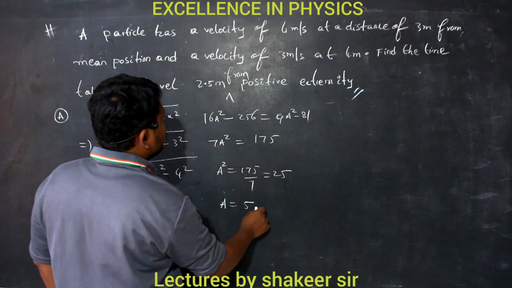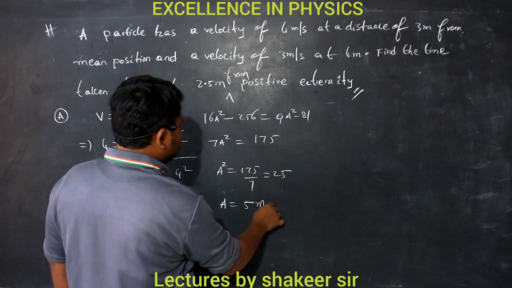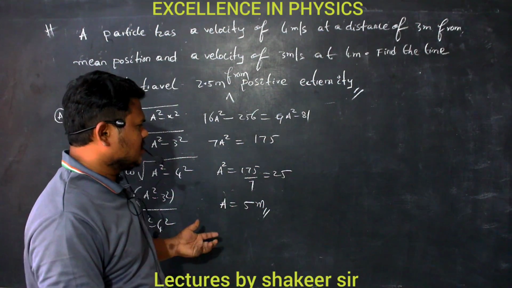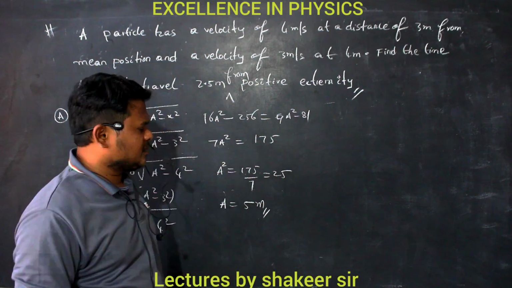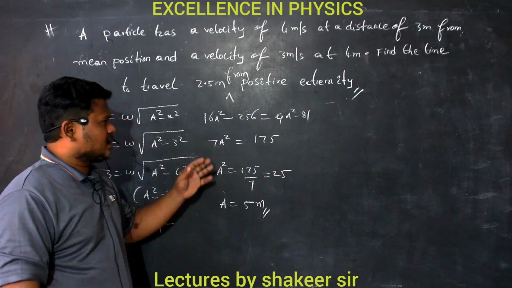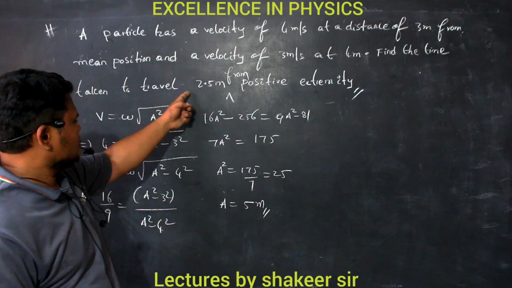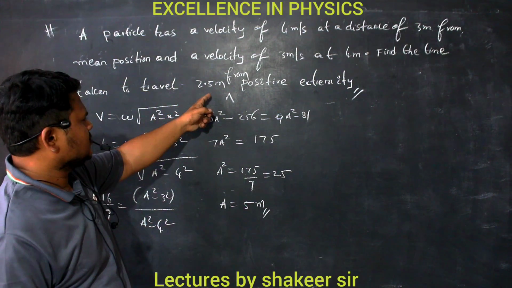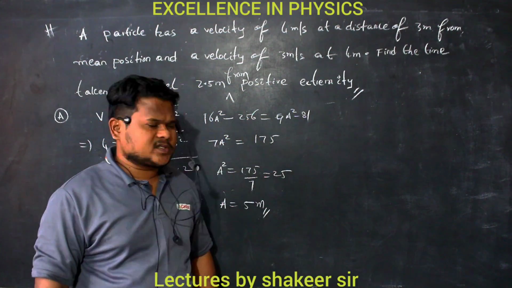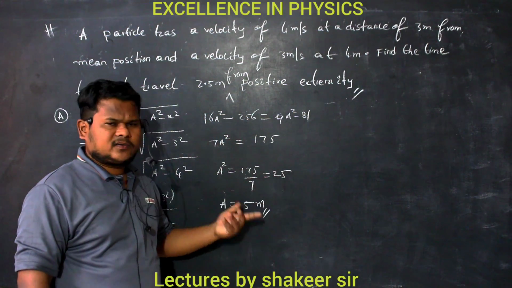So 5 meters. This is the amplitude of this particle. So the amplitude of the particle is 5 meters, the maximum displacement from the mean position. Clear? Still, with the help of this data, I cannot solve this problem. He is asking the time taken to travel 2.5 meters from the extreme position. So only with the help of amplitude I can't do anything.